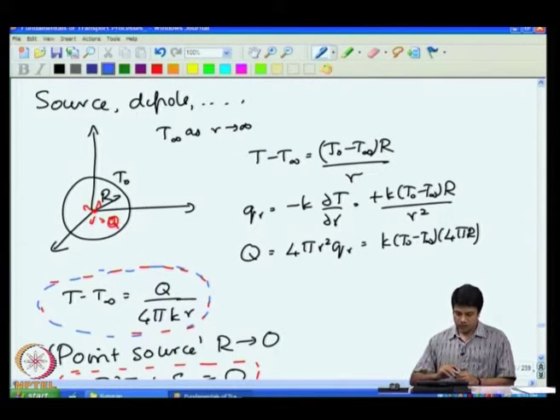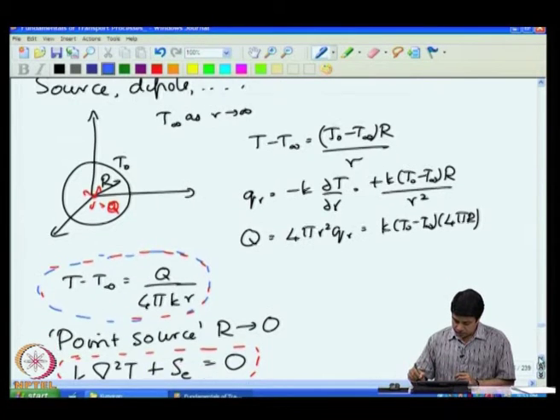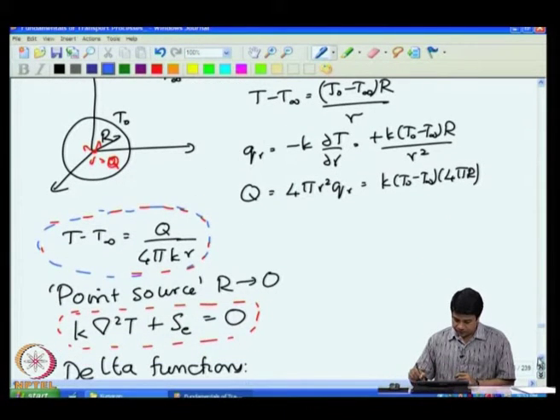And then we looked at a different way of getting the same solution in terms of sources, dipoles, etc. So, first I solved for you the equation, the solution for the temperature field in a point source. Point source: radius goes to 0, but heat emitted per unit time is a constant. Okay, so that is a point source.